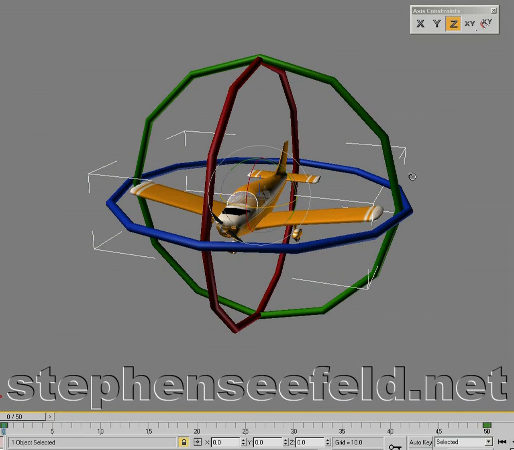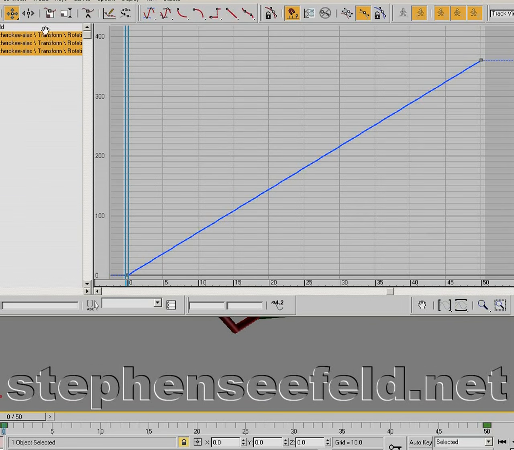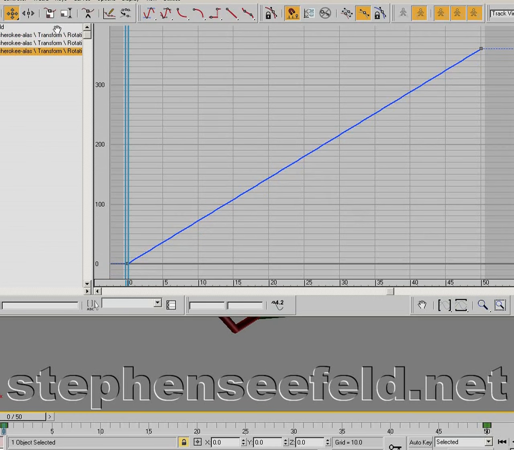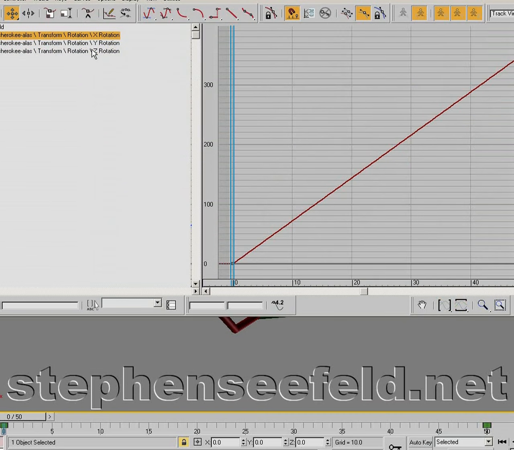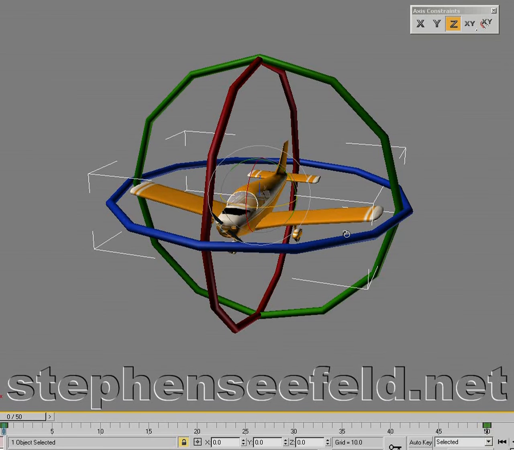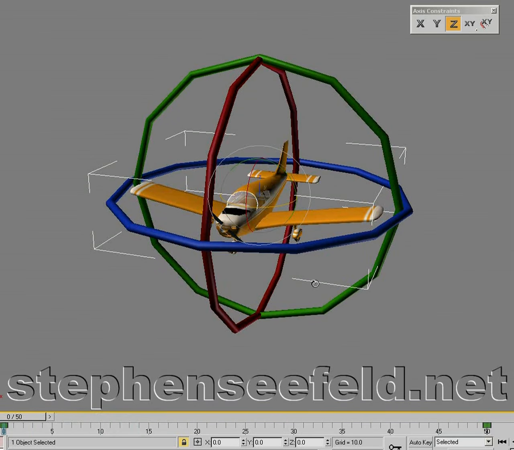Now, the biggest problem, of course, with gimbal lock is that in your motion editor, you have your three different curves, and if your X curve and your Z curve are doing the exact same function, after a while of animating, you'll end up with an incredibly messy and impossible to read graph editor. And that's what gimbal lock is.